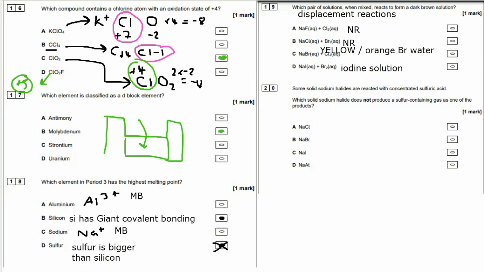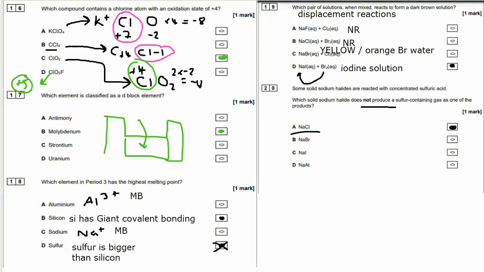Right, let's look at 20. Some solid sodium halides are reactive with concentrated sulfuric acid. Which solid sodium halide does not produce a sulfur-containing gas as one of the products? Well, it's the order of reducing agents with the halide ions. They increase in their ability to reduce as we go down the group. So sodium chloride ions are the worst reducing agents, so they can't produce sulfur-containing gases. Sodium bromide can, sodium iodide can form hydrogen sulfide, and so forth.